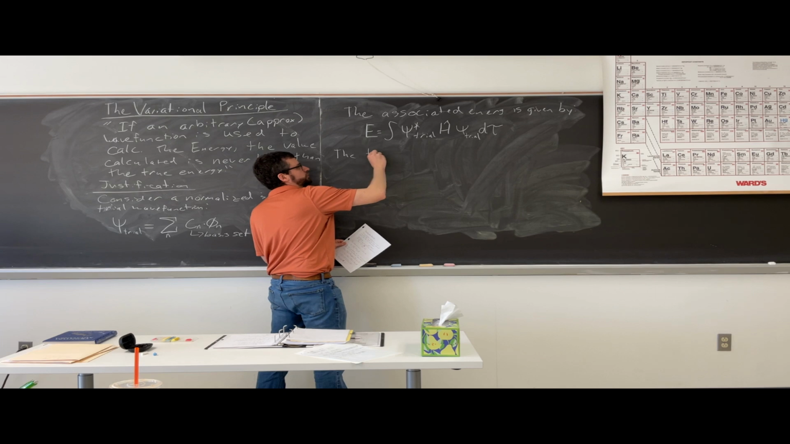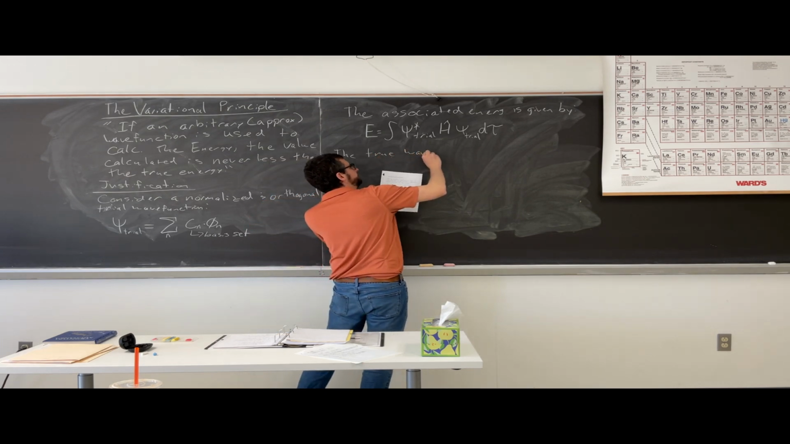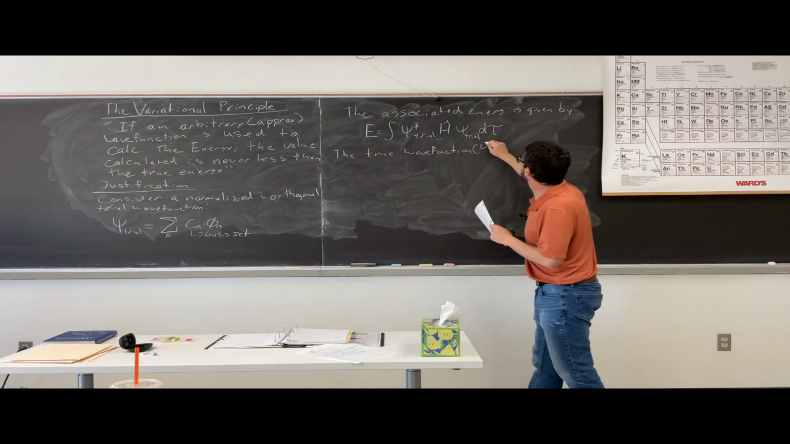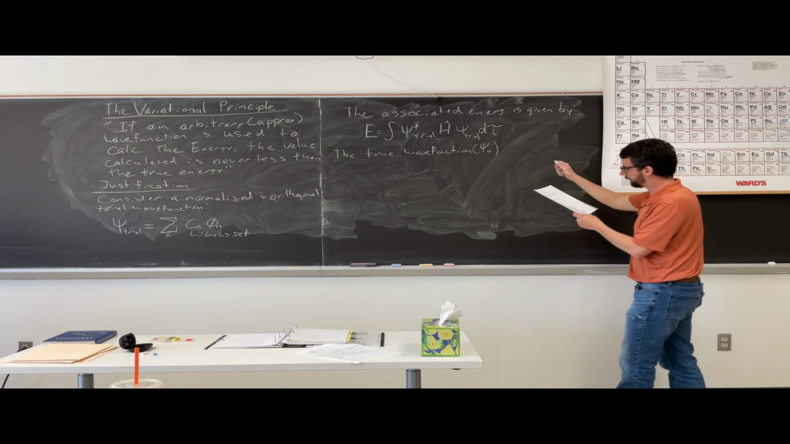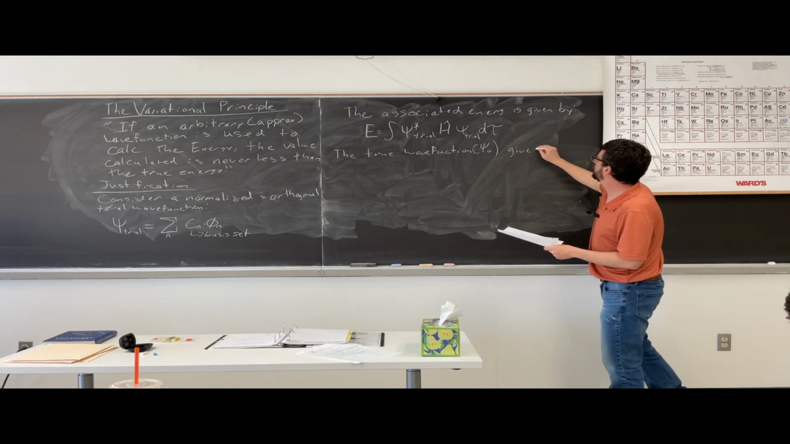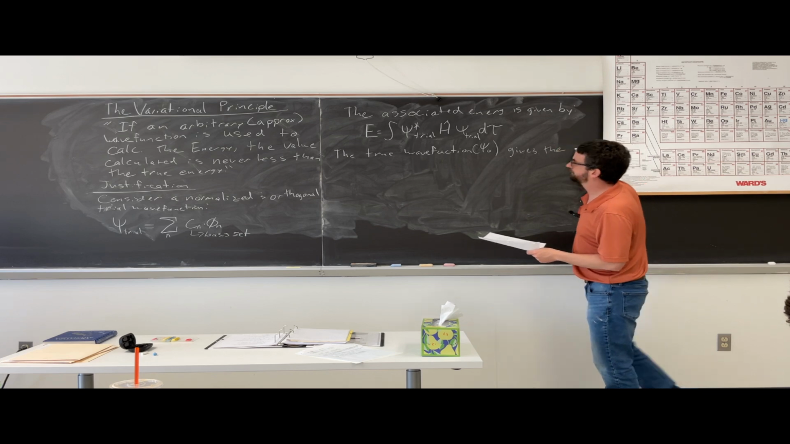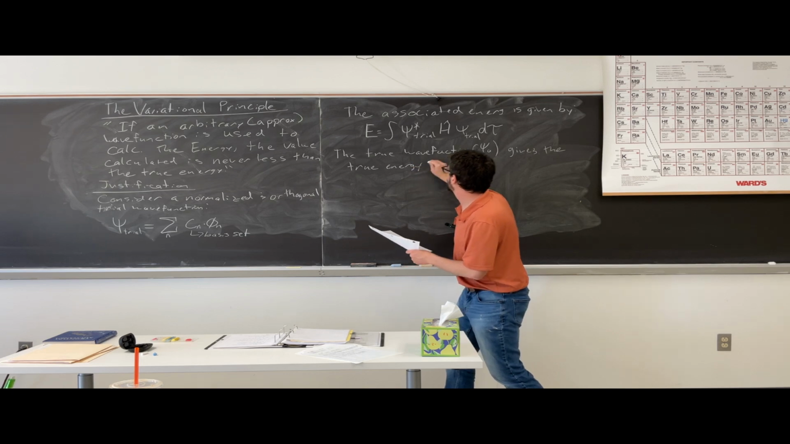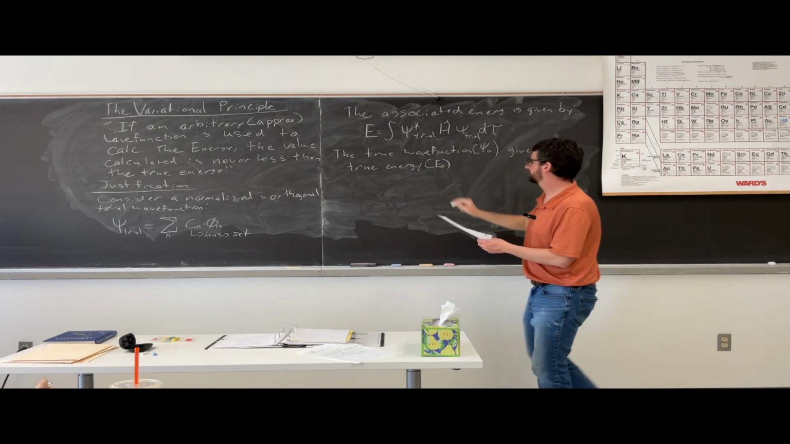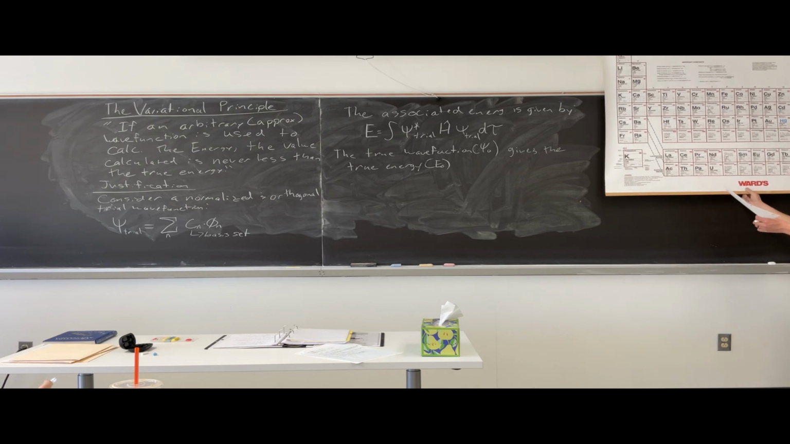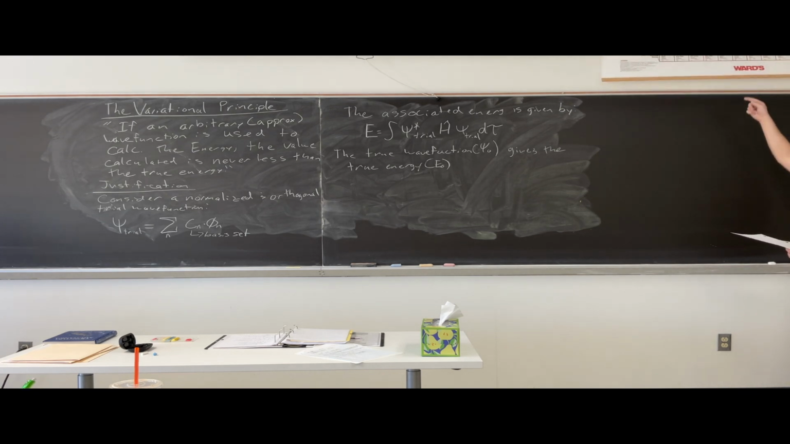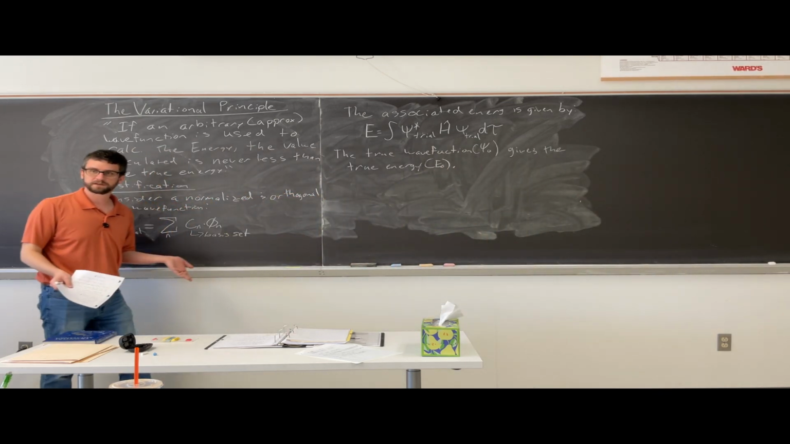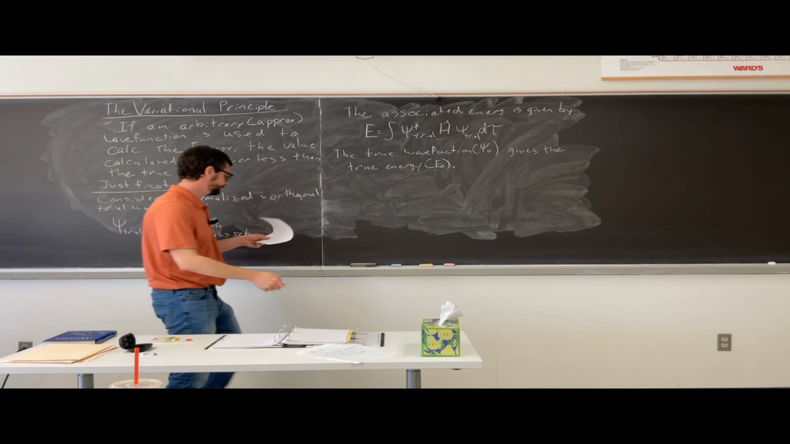That's our trial wave function. The true wave function, which we're going to give the symbol psi naught, gives the true energy, which we're going to call E naught. And what we want to calculate is the difference between these two energies, so we know how good our approximations are.